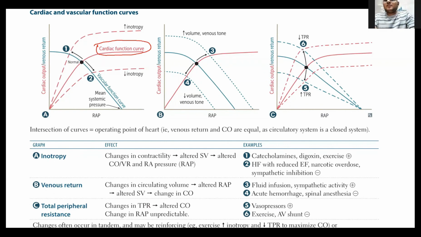Whenever the right atrial pressure is increased on the x-axis, we will study the cardiac output. What will be the effect on cardiac output? Cardiac output will be increased when we increase the right atrial pressure. This is called the cardiac function curve. So this is a normal cardiac function curve. Is that clear? Now, we will study the different changes.